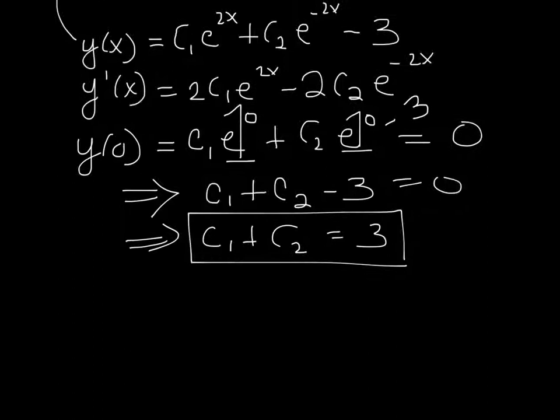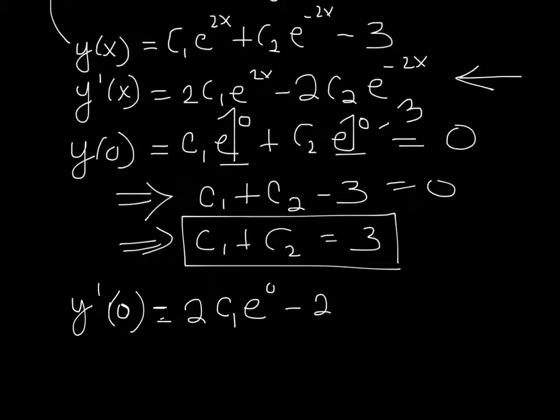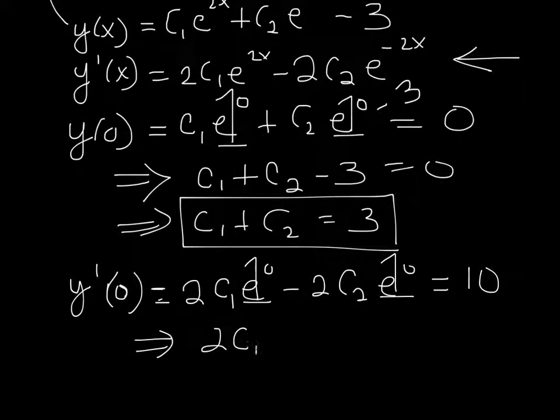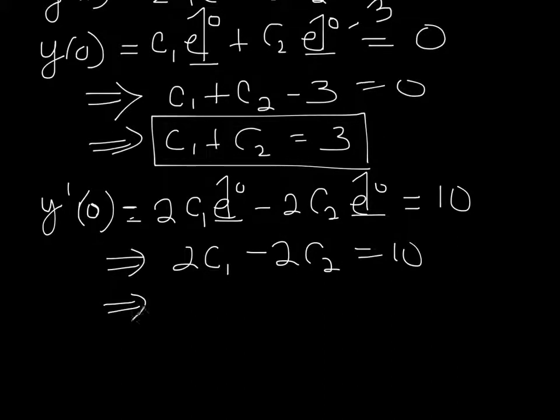And now let's use the second initial condition. So y prime of 0 is 2. So I'm, again, inputting 0 for x: 2c1 e to the 0, again 2 times 0, minus 2c2 e to the 0, and I believe it was equal to 10, times 1 times 1, so I get 2c1 minus 2c2 equals 10, and this is nice, we can just divide by 2, so c1 minus c2 equals 5.